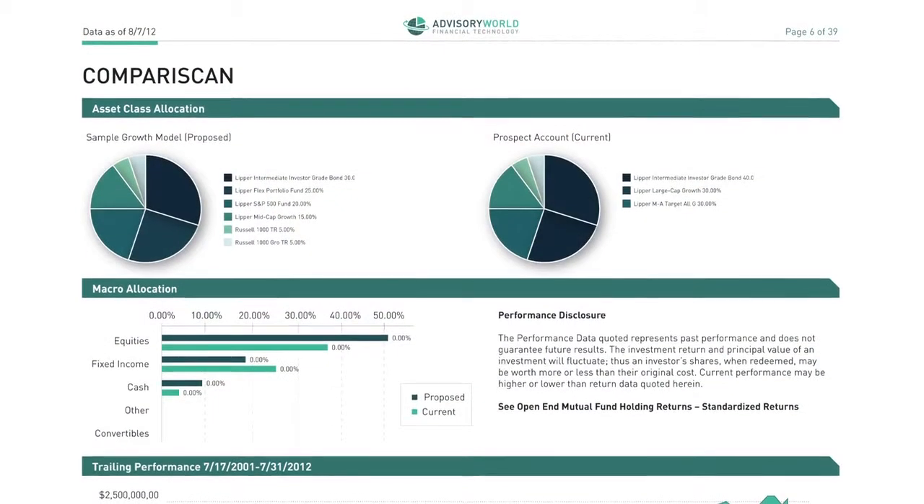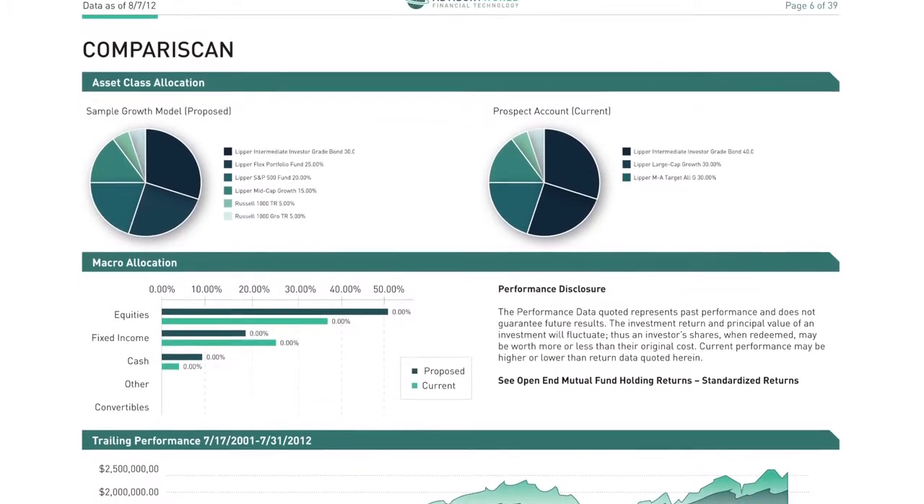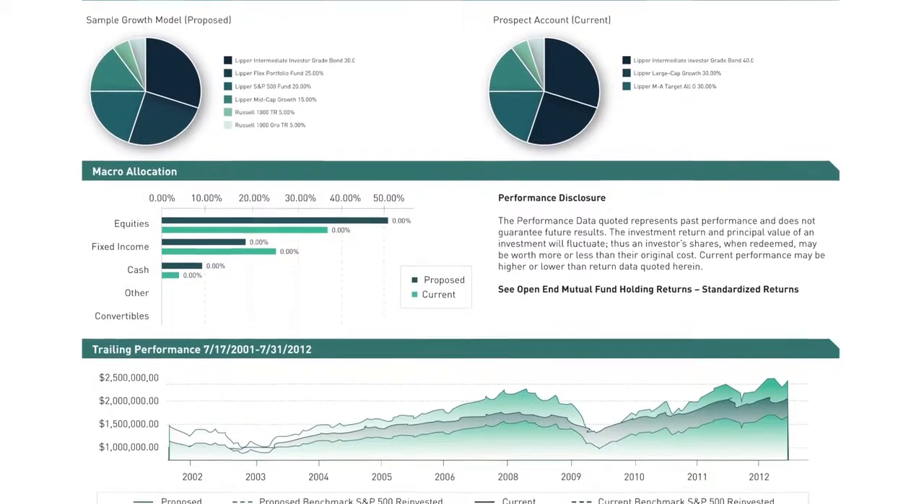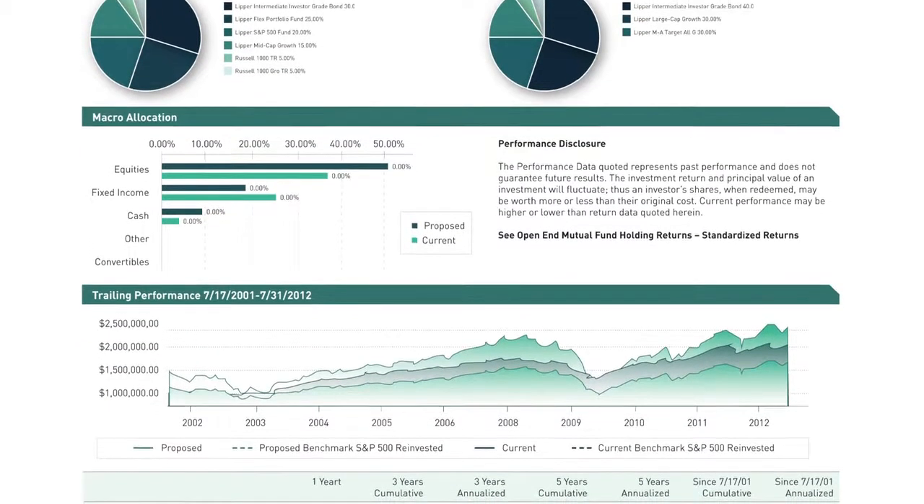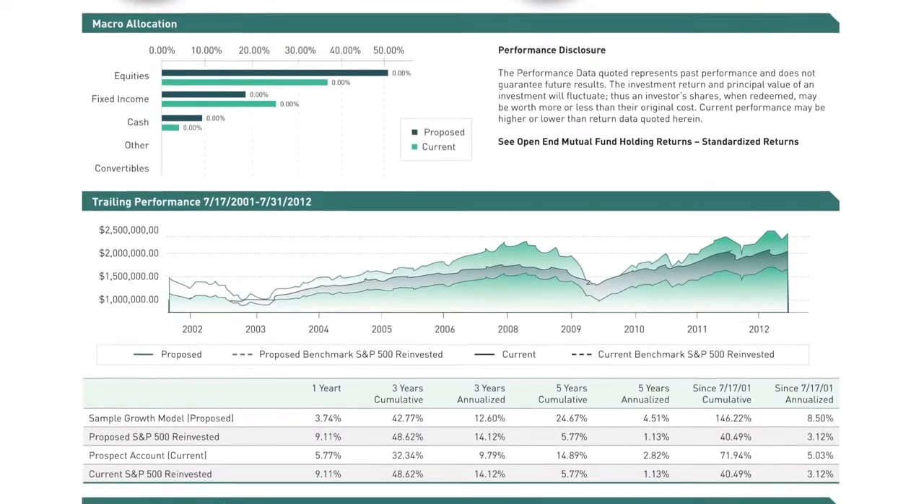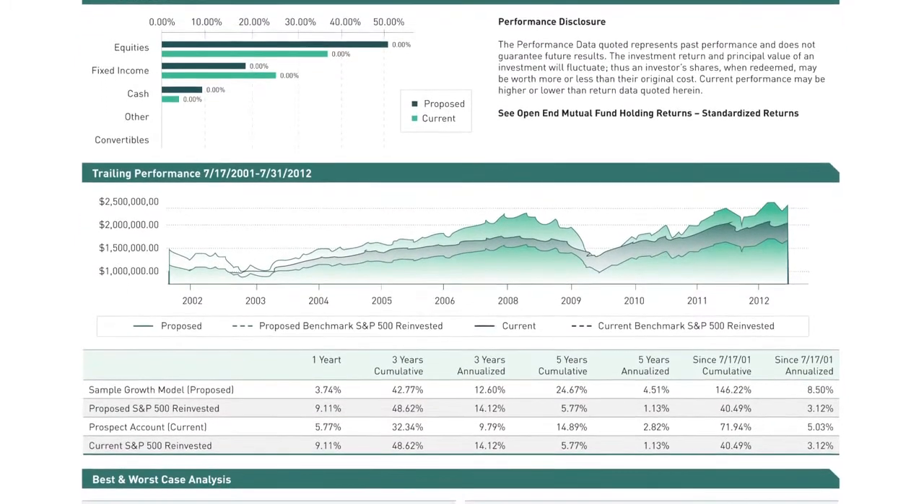So whether your own firm has models or you work with a TAMP that has models, you can run the comparison side by side and at the highest level say, well, your current portfolio has X amount of return and X amount of risk. For a similar amount of risk, I could give you a much higher return. So that's a huge selling point.